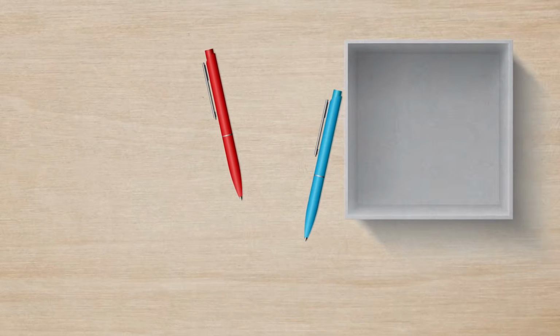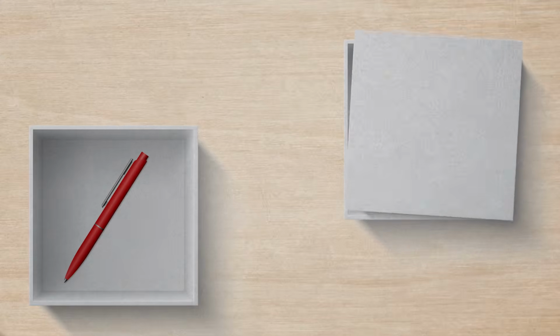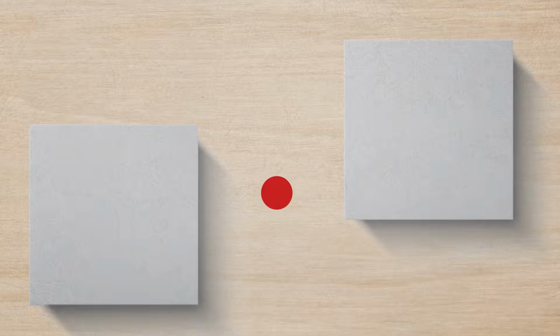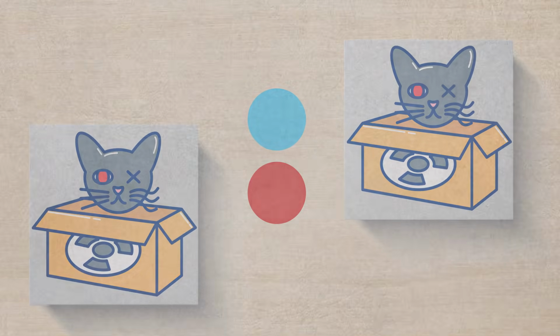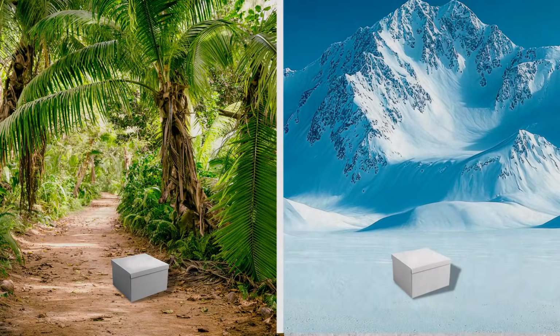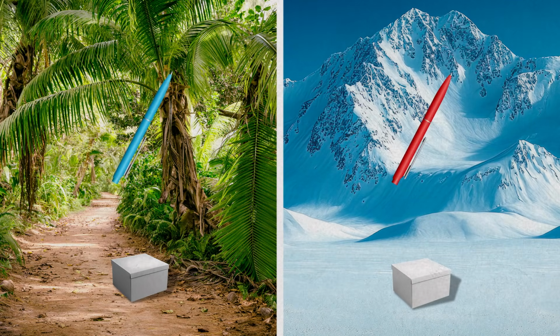Imagine that you have two pens. One is blue, the other is red. You put each pen in a separate box. You don't know which box has red or blue pens because you can't see them under the closed lid. The pen in one of the boxes can be both red and blue, like Schrödinger's cat. Next, you pick up one box and take it to the Amazon jungle. You also send the second box to the top of Mount Everest. As soon as you open the box in the jungle and see the blue pen, it immediately becomes clear that the pen on Mount Everest is red.